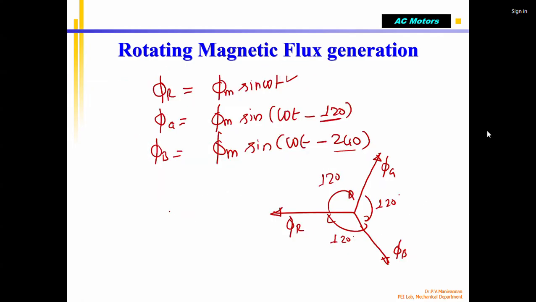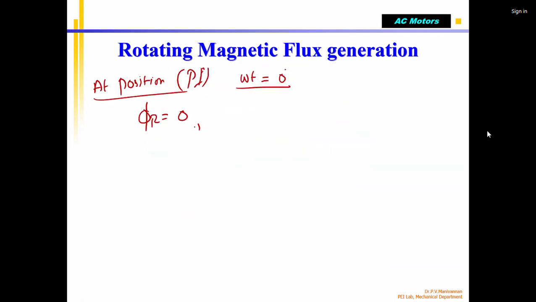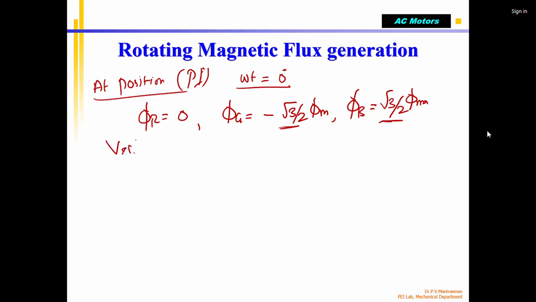That's what I am going to show, correct? So phi G is going to be minus root 3 divided by 2 into phi max. Blue is going to be root 3 divided by 2 into phi max. Please see that this is plus, this is minus. Okay. These three are acting at omega t equal to 0 degree, correct? At position P1. So what will be the resultant magnetic flux? Correct? Resultant magnetic flux, how will you compute? You have to draw a vector diagram.